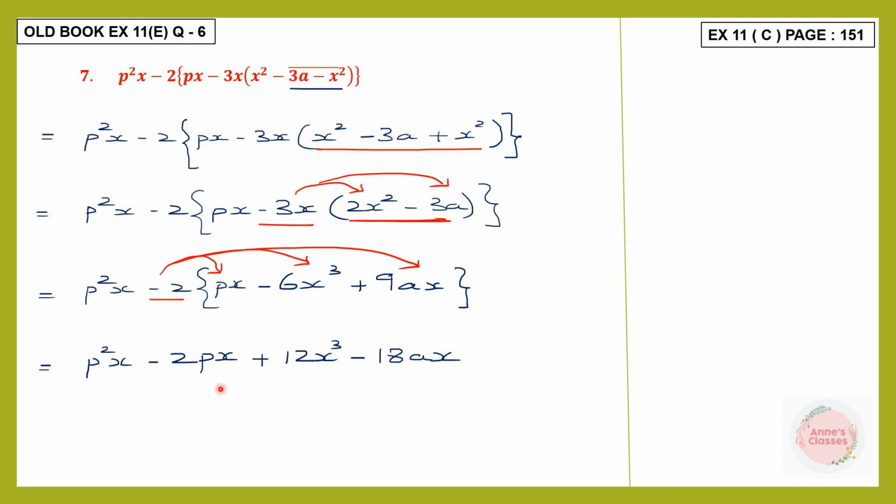Now let's look at these and see whether we have any like terms so that we can simplify. Here we have p square x, which we don't have, px, which we don't have, x cube also we don't have. So they're all by themselves. That means they're all unlike terms. We cannot simplify further. So this will be our final answer.